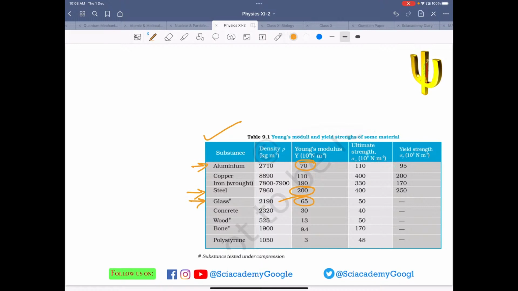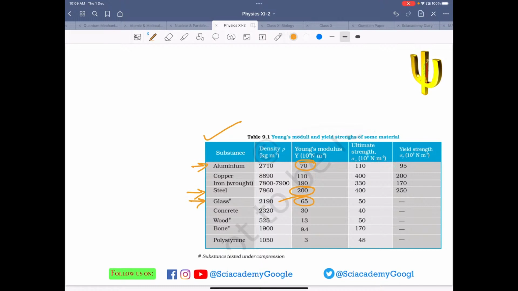So elastic doesn't mean that it is more extensible or more expandable. Elasticity means it is the capacity or ability of the material to restore itself after the deforming force is removed. How fast the restoring capability is determines the elastic property of the material.